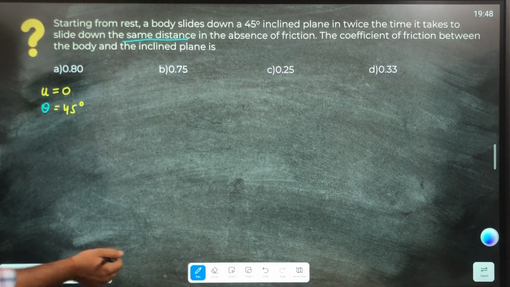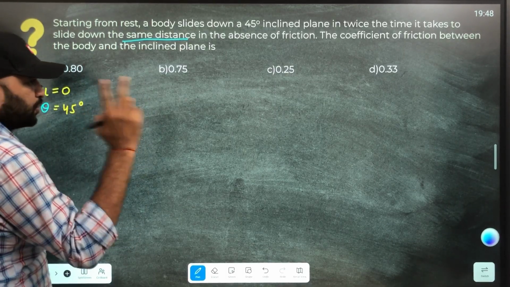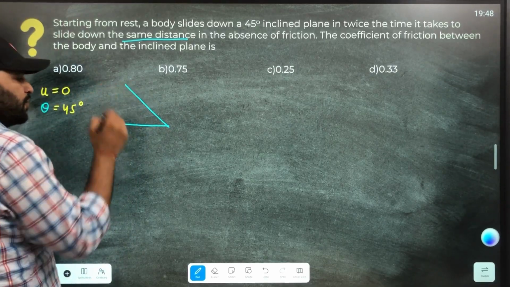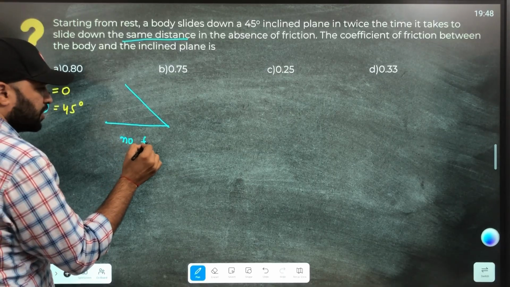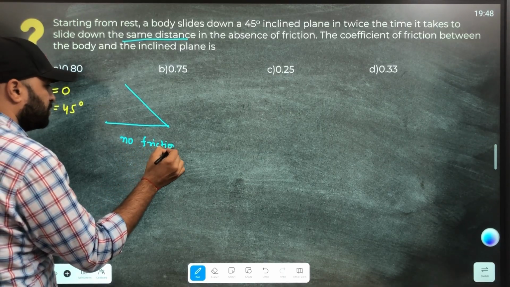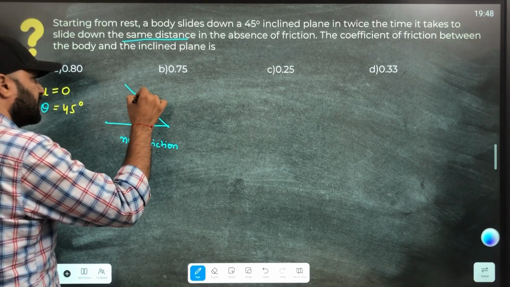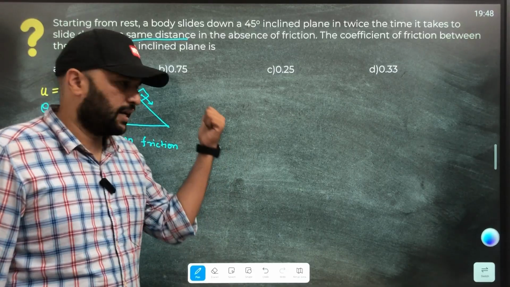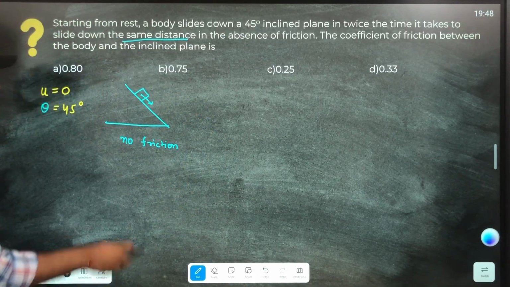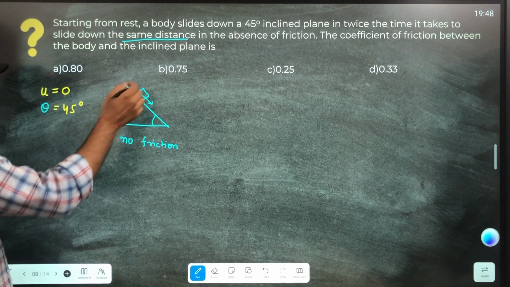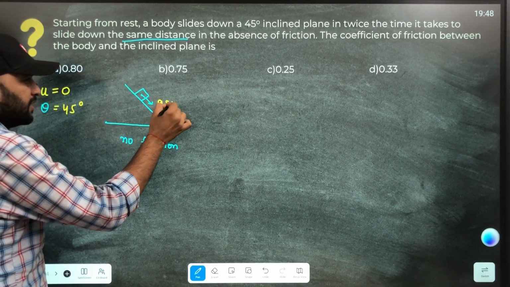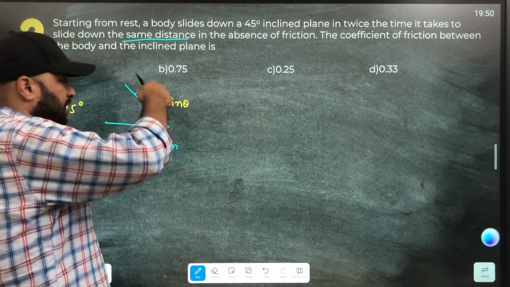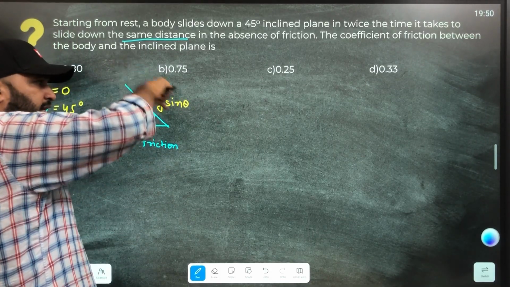So let's take a block here. Imagine the situation, I'll take two situations. The first situation is when there is no friction. If some object is placed on it, it is traveling down because only one force is acting on it, which is mg sine theta. Mg sine theta is making it move down. So here the acceleration will be g sine theta in this case. Weight is downward in direction, and here it is mg sine theta.